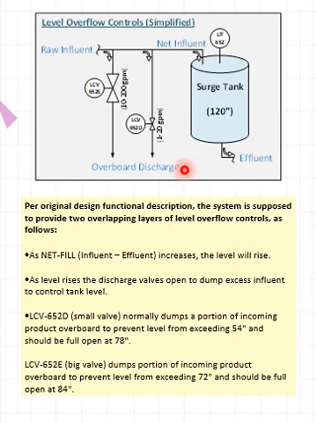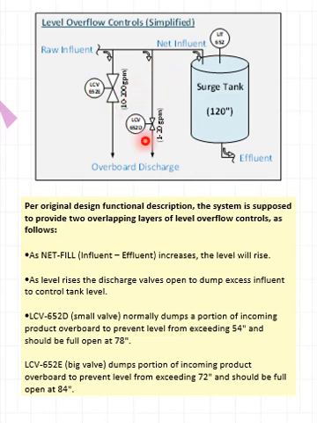The small valve, which is in this case LCV 652D, is set up for 1 to 20 gallons a minute, roughly. The big valve is set up for 10 to 200 gallons per minute. That's LCV 652E.